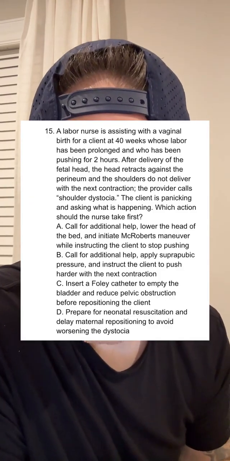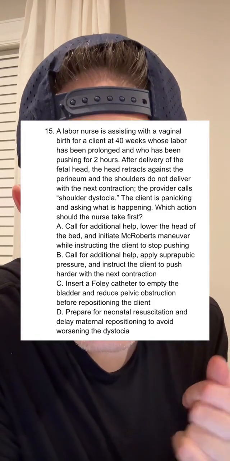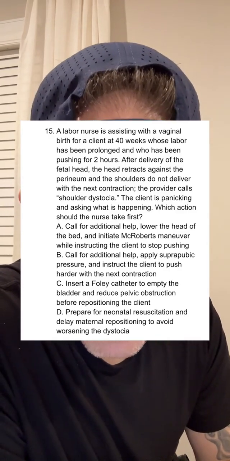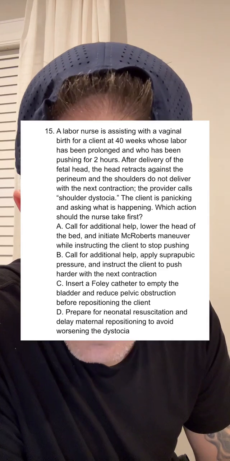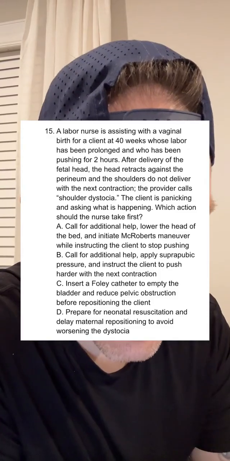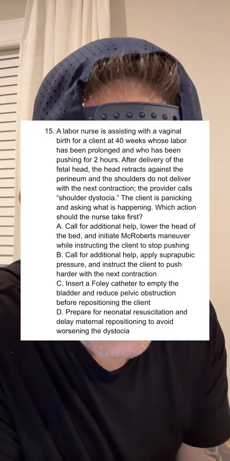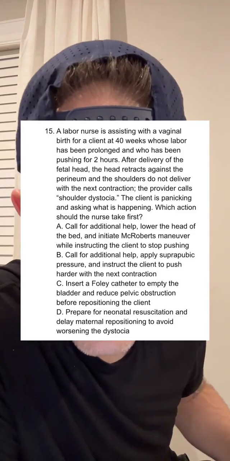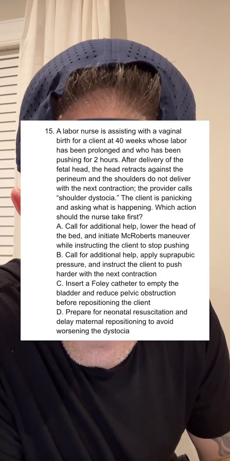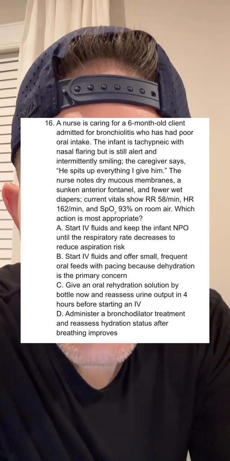McRoberts maneuver, that's one where the woman's laying on her back and she brings her knees to her chest as tightly as possible. All right, that is McRoberts maneuver. Some of you said B, it's not going to be B. Suprapubic pressure can help, but telling the client to push harder is going to increase impaction, and it's going to delay first line sequencing here. So there you have it. Let's jump to 16.